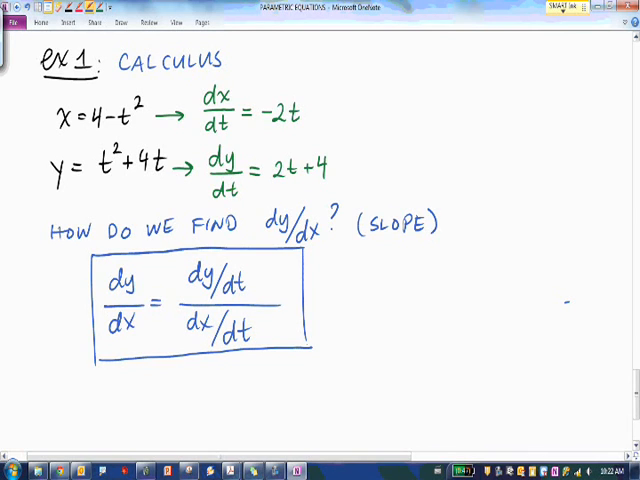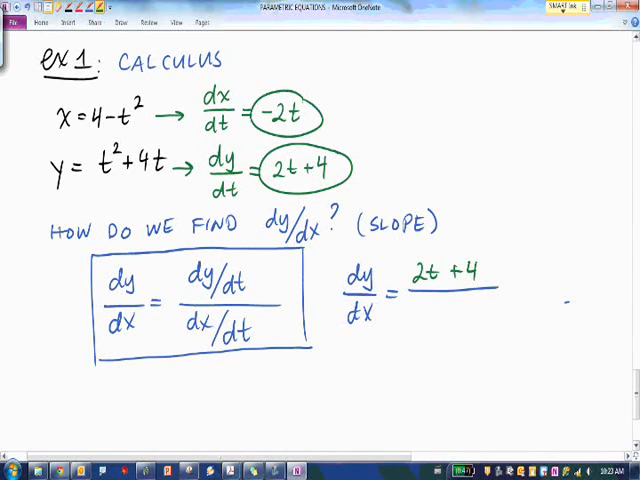If we look at our current example, dy/dx is just going to be equal to, and students make a lot of mistakes of which one to put first, dy/dt on top, so 2t plus 4, and then dx/dt on the bottom, over negative 2t. What's kind of weird about this is that it's a function of time.